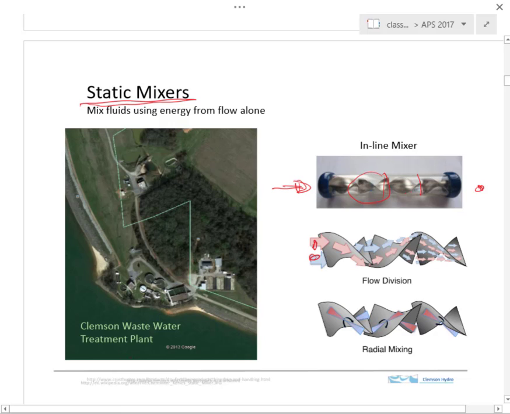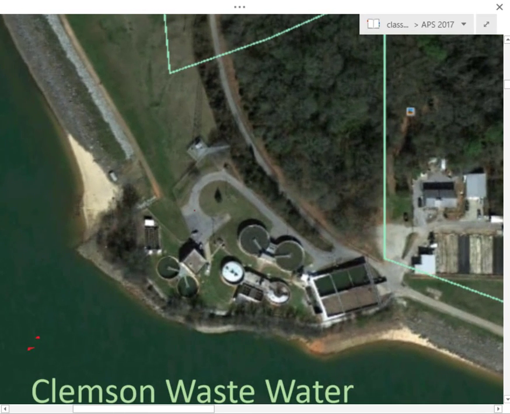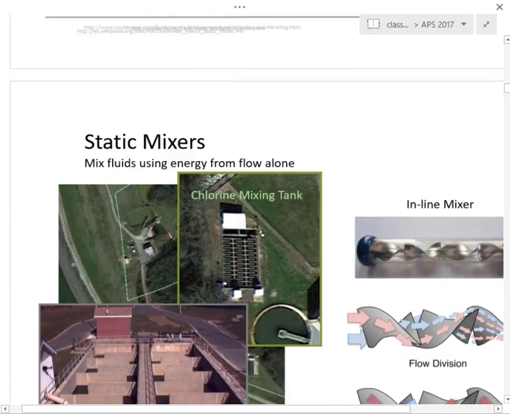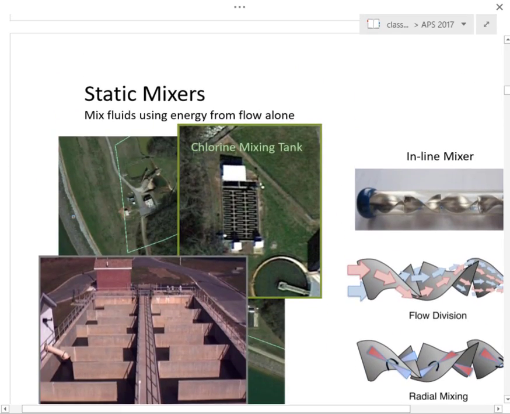This is the Clemson wastewater treatment plant. The Madren Center is out here, and this is Lake Hartwell, and this is where the wastewater gets treated. If we zoom in, there are various things that go on here, but if we zoom in right here, it looks like this. So the wastewater treatment process goes on.